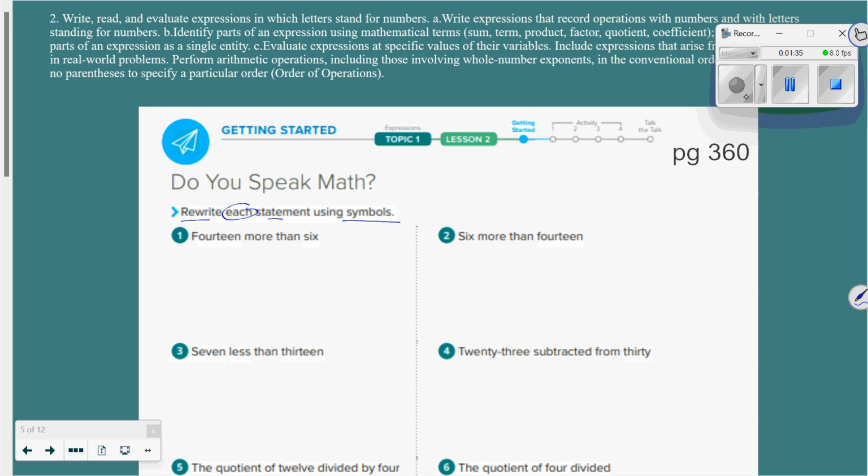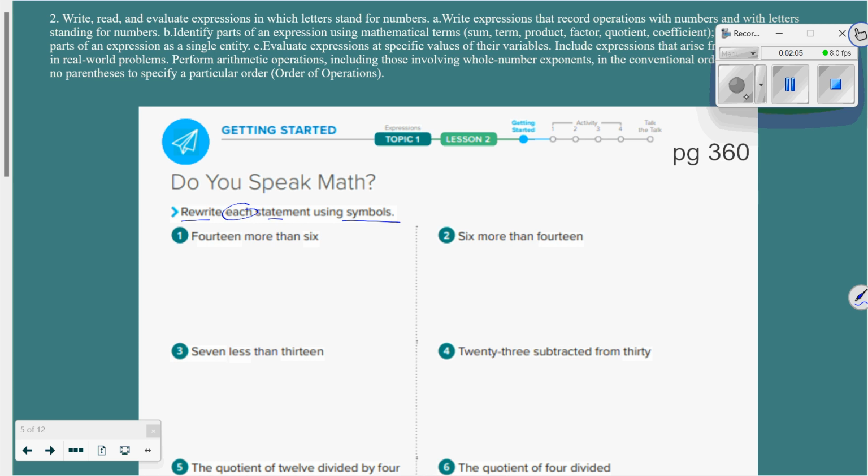There are two big questions you need to ask yourself. Number one, what is the order? And number two, what is the operation? So if it's more than, what operation is that going to be? Addition. Exactly correct. More than on its own would be an inequality, but 14 more than 6, you should be able to do that simply, right? 20. It's going to be 20.